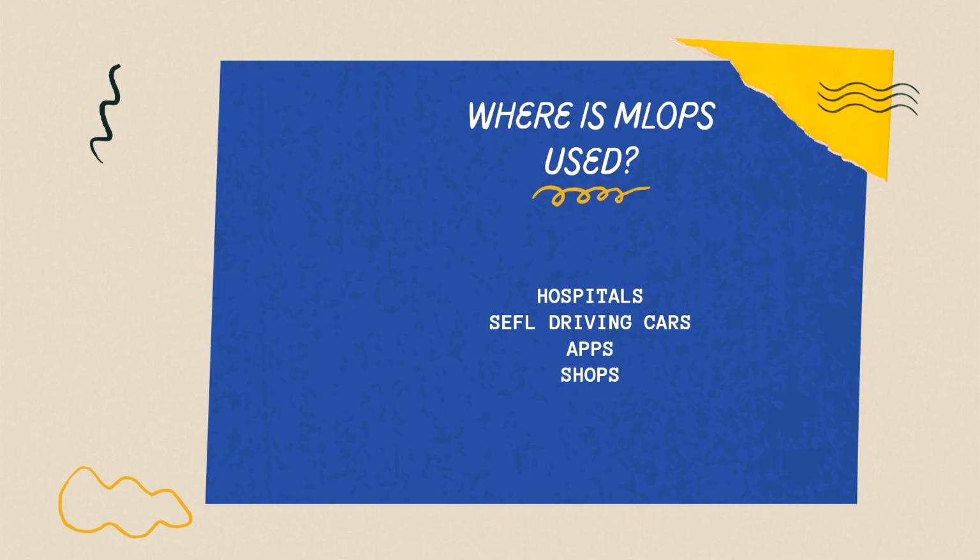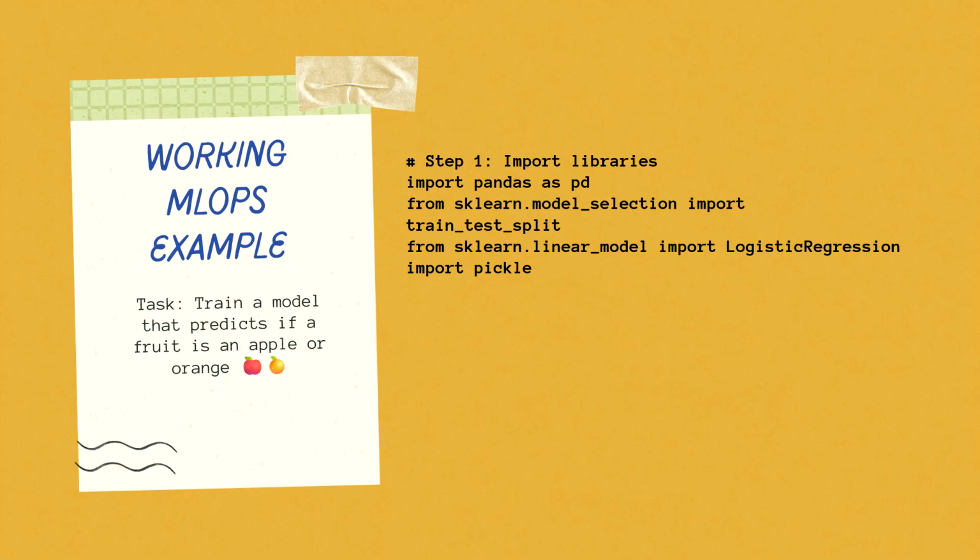Next, we have where MLOps is used. You know it, right? When there is something called automation, automated things are being implemented in hospitals, self-driving cars, and many other applications and shops. These are a few of the areas where we could find MLOps usage.